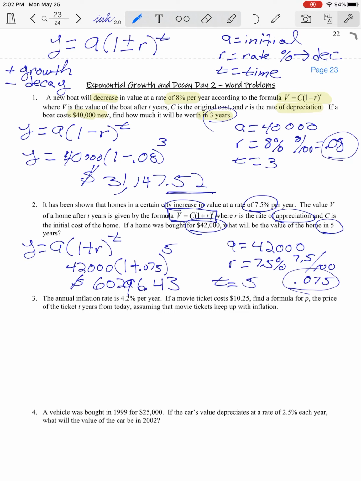Okay? So what I want you to do is pause the video, try 3 and 4, and then I will do 3 and 4 with you. Make sure you label. So you're going to label your A, you're going to label your rate, and you're going to label your time for both. And then see which one it is. I'll help. 3 says the annual inflation rate. Inflation goes up, so that will be plus. So you will use A times 1 plus R to the T. Try 3 and 4 now, and then continue the video when you're done. Pause the video now.